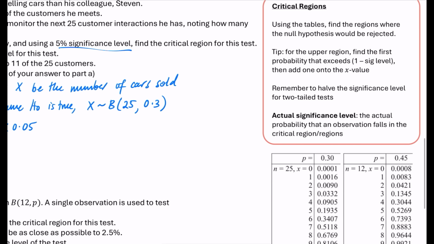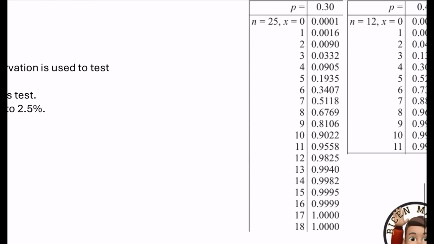For the upper region, we find the first probability that exceeds 1 minus the significance level. So the first one that goes above 0.95, and then we'll add 1 on to the x value. So the first one that goes above 0.95 is this one here, which means our critical region is going to be this section, that x is greater than or equal to 12. And we just think about why that's true.